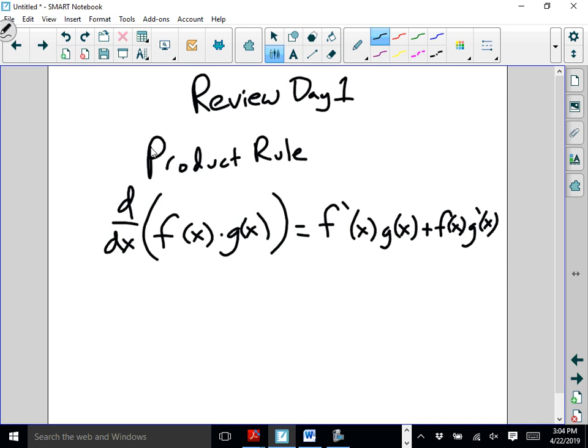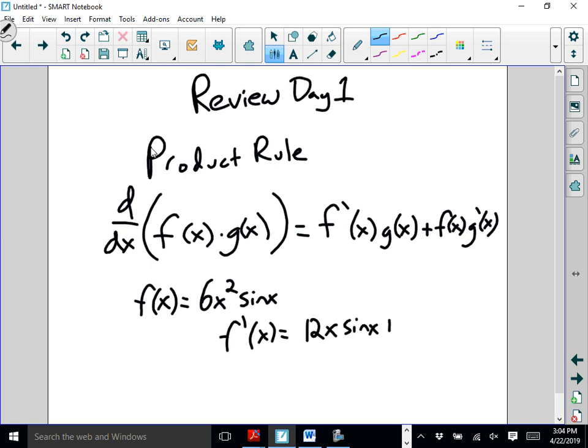For example, if I have f of x equals 6x squared sine x, f prime of x would be the derivative of the first, 12x, times the second, sine x, plus the first, 6x squared, times the derivative of the second, which is cosine x.